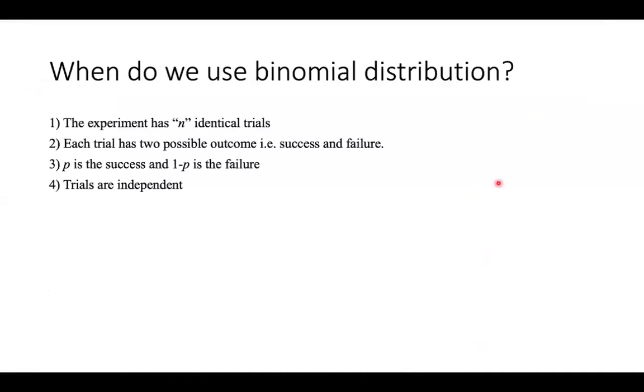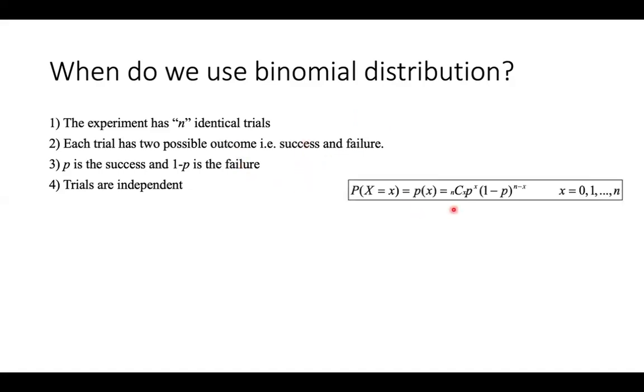We'll go over the binomial distribution. So when do we use the binomial distribution? That is when the experiment has n identical trials, and each trial has two possible outcomes, success and failure, where the success is p and the failure is 1 minus p. And all the trials are independent. If all of these four conditions are satisfied, then we can use this equation.